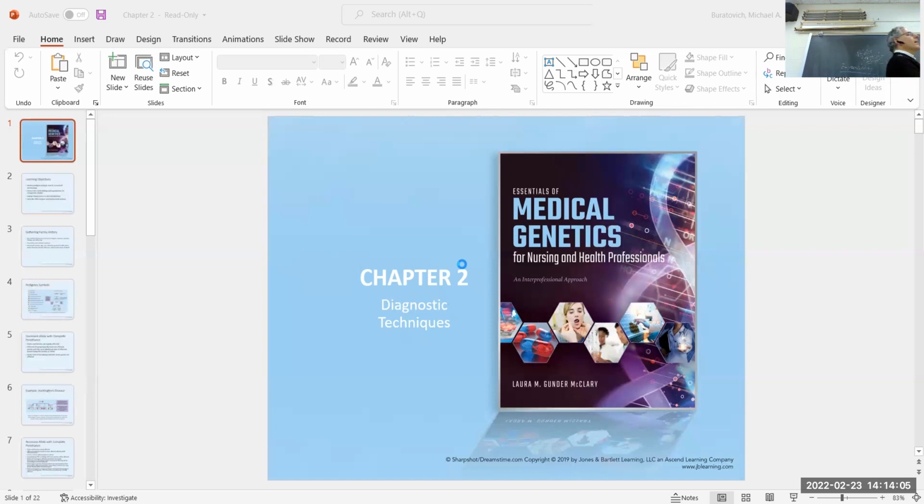So penetrance is whether you see it or don't see it. Expressivity means you see it, but the degree to which you see it, the severity of it, how great it is, how bad it is, or how good it is, I suppose, that varies.